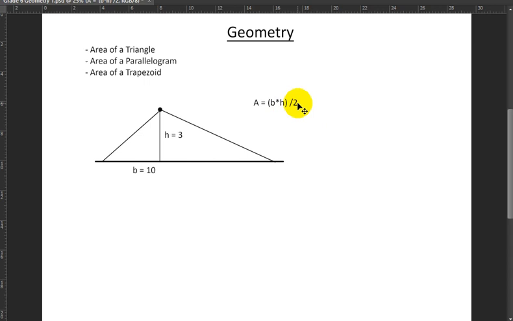So in this case, it would be equal to what? Well, the base we said is 10, and the height we said is 3. So it would be 10 times 3 divided by 2.